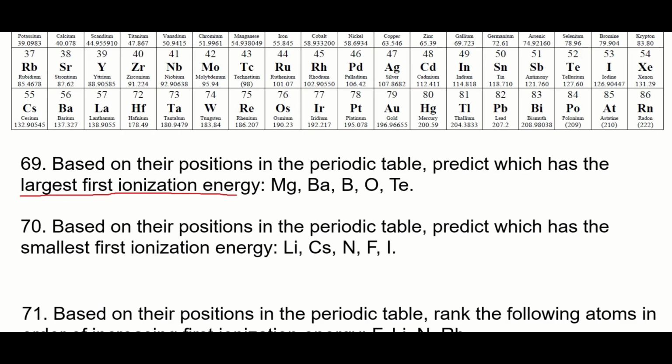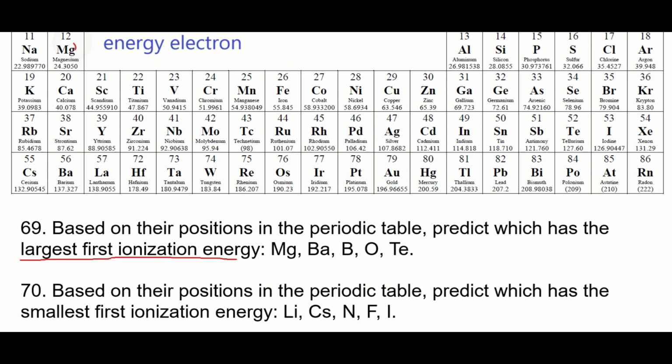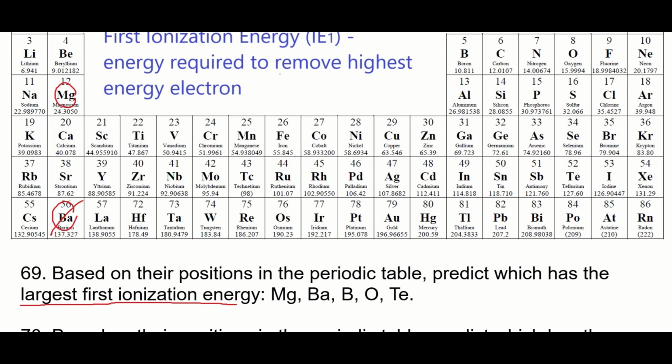So magnesium and barium, right there, right there. So we can eliminate barium because magnesium is higher. All right, boron is even higher and more to the right. So we can eliminate magnesium. Oxygen is going to be the answer because tellurium is all the way down here. So we can eliminate all of them, and whatever is highest and to the right on the periodic table is going to be the answer. So answer number 69 is oxygen.